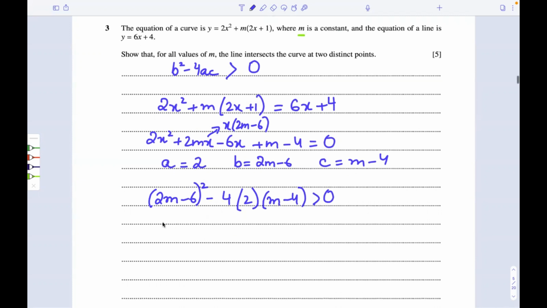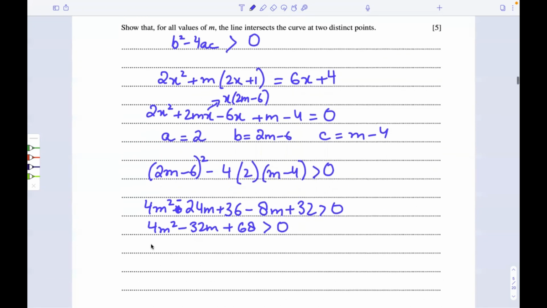So expanding this, we get 4m squared plus 36 minus 24m minus 8m plus 32. Simplifying, we get 4m squared minus 32m plus 68 is greater than 0. We can divide the whole equation by 4. We get m squared minus 8m plus 17 is greater than 0.